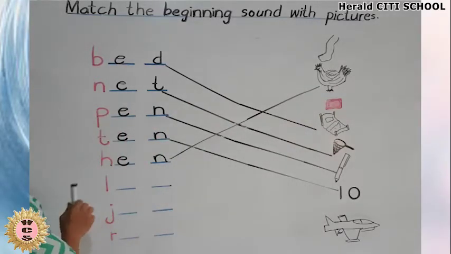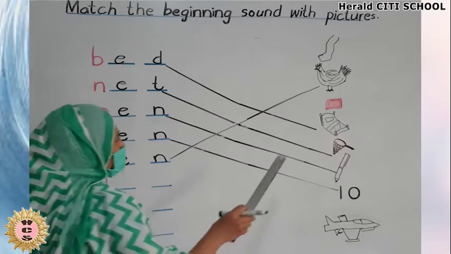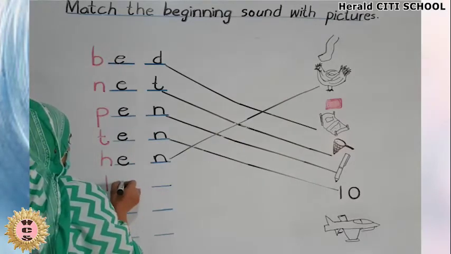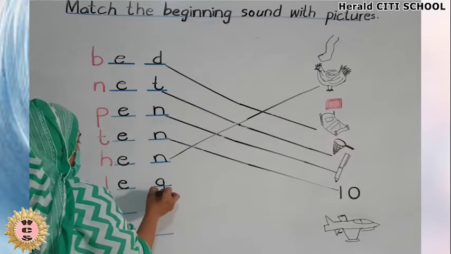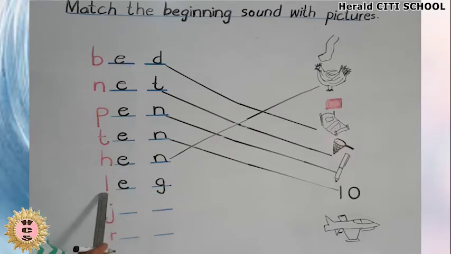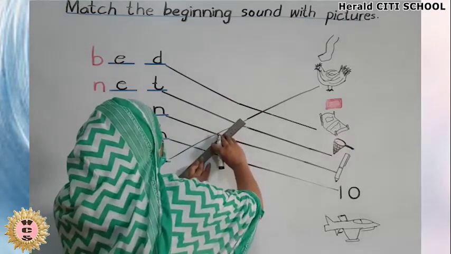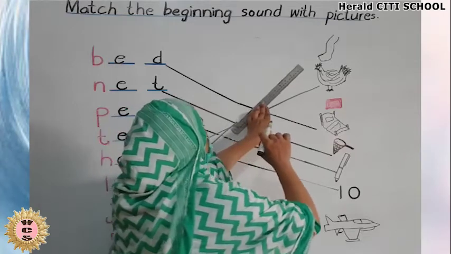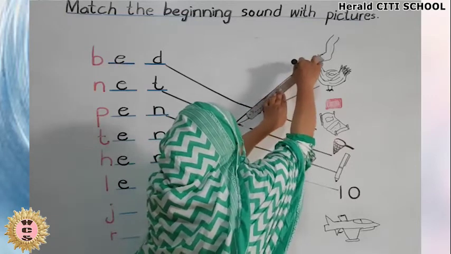What is this, children? Which sound is this? This is L. Yes. And which picture starts from the sound of L? This is leg. Yes. And the spelling of leg is L E G, leg. What is the spelling of leg? L E G, leg. Now children, we will match the spelling of leg with the picture of leg.